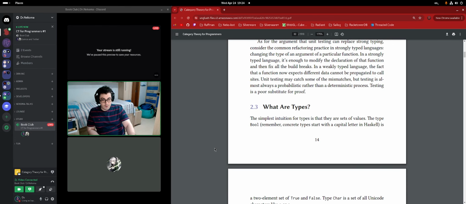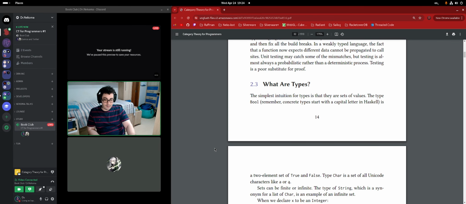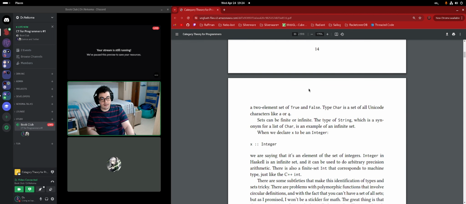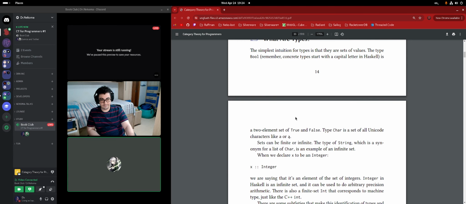Okay, so now we're going to talk about what types are, right? So types are sets. No surprise. Sets of values, right? We're going to start with one of the simpler sets, which is bool, which has only two members, true and false. The char is a set of characters. Go on. By the way, can I just say that I vehemently disagree with the notion that a set can be infinite?